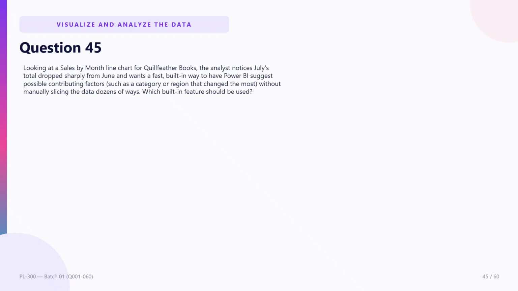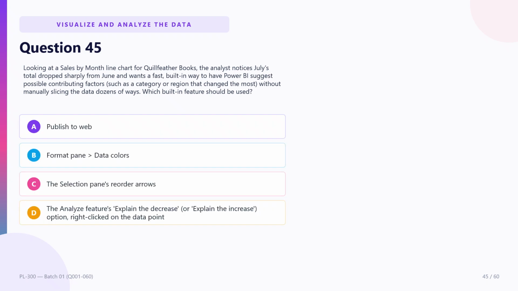Question 45. Visualize and analyze the data. Looking at a sales by month line chart for Quill Feather Books, the analyst notices July's total dropped sharply from June and wants a fast, built-in way to have Power BI suggest possible contributing factors, such as a category or region that changed the most, without manually slicing the data dozens of ways. Which built-in feature should be used?